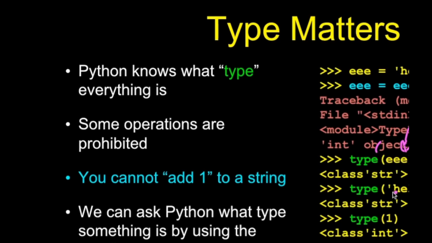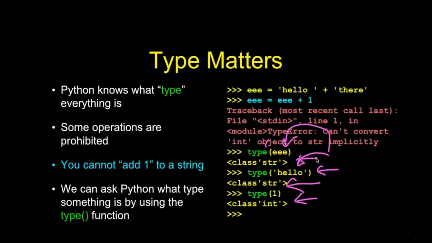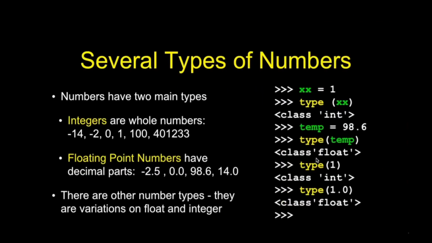The string hello, it's like, oh, that's a string too. What about a 1? Well, that's an integer. And so we are asking Python through the type function what the type of either a variable or a constant is. And there are even several types of numbers, and we'll even see Booleans and others later. Like 1 with no decimal, that's an integer number. 98.6 with a decimal, that's a floating point number. And so constants can be both integer and floating point.